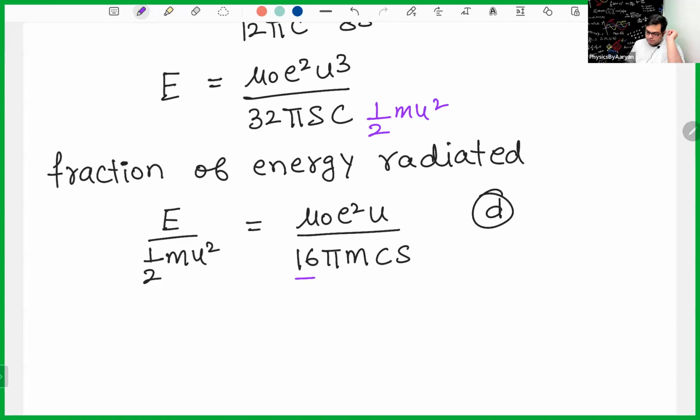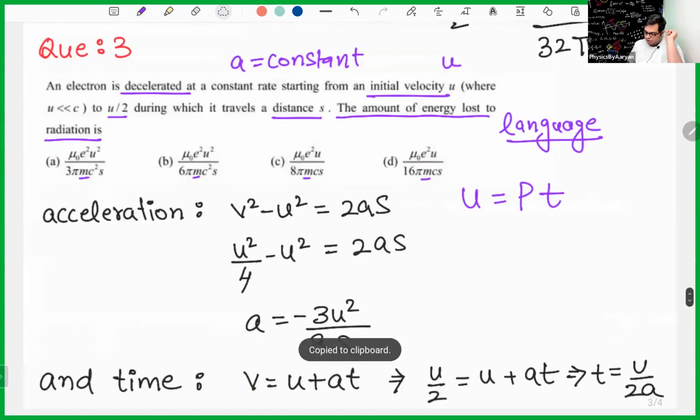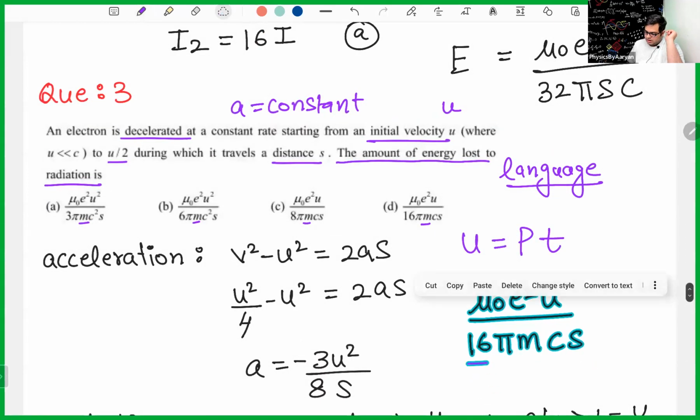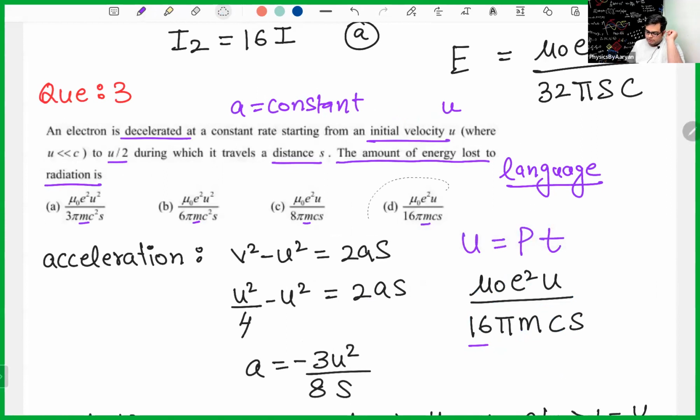Now let me copy this and bring it here. Now you see this option matches exactly: mu naught e square u by 16 pi mcs. So what they were asking was the fraction of energy lost to radiation, but the language was not very clear. So we got this answer.